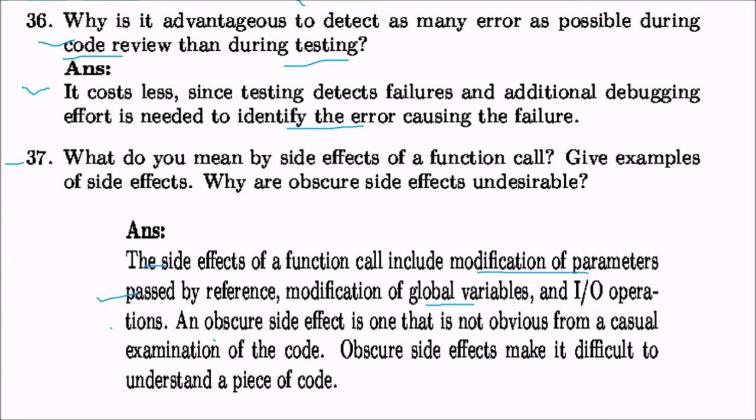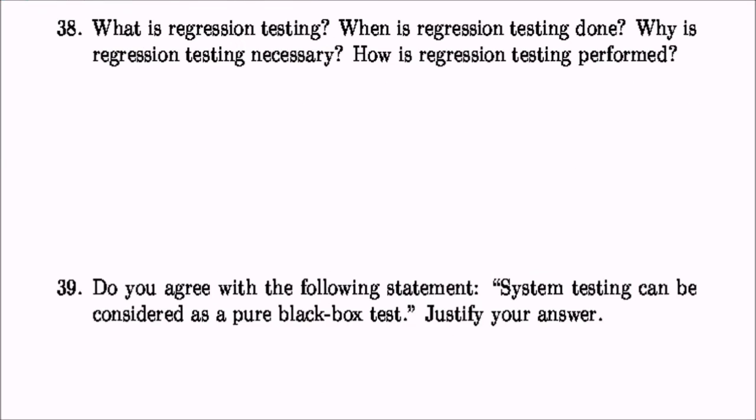An obscure side effect is one that is not obvious from a casual examination of the code. You cannot identify it by just casual examination. That may be some obscure side effect. And an obscure side effect will make it very difficult to understand a piece of code.